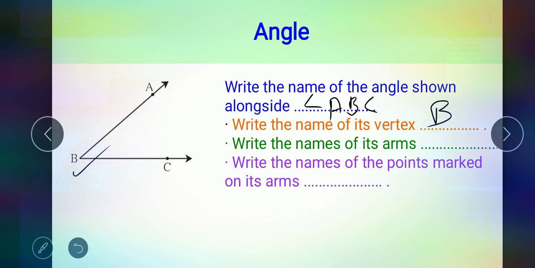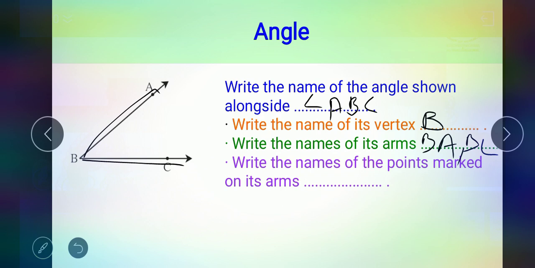Now next, write the name of its arms. Here there are two arms, BA and BC. BA and BC are the two arms over here, students.